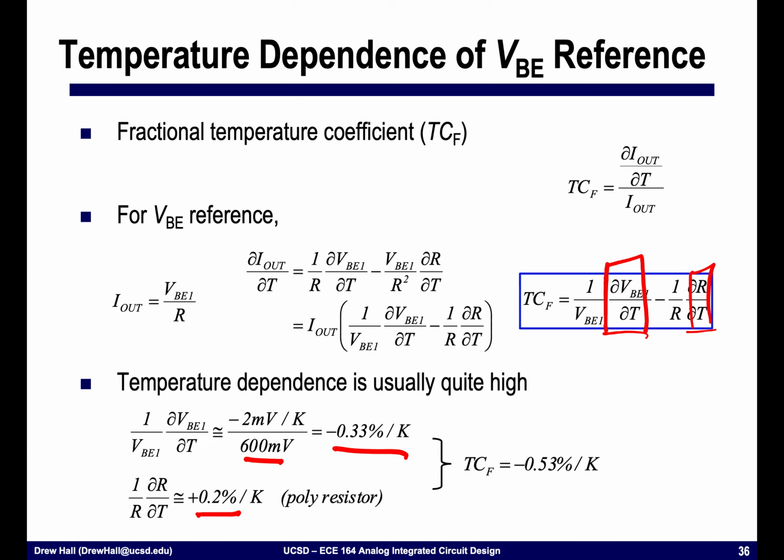The temperature coefficient can be roughly plus 0.2% per degree Kelvin. When I combine this all together to get the fractional temperature coefficient, you can see that I have roughly 0.5% per degree C. This sounds pretty good until you think about the temperature range you could expect. If I take a fairly large temperature swing of 100 degrees Kelvin, you could end up with a 53% difference in the current over that 100-degree swing.